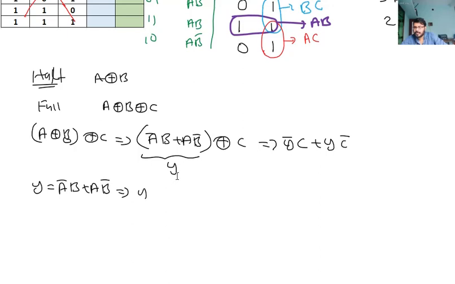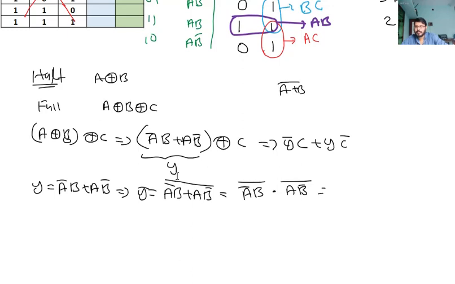So this implies Y complement is equal to A complement B plus A B complement, whole complement. So that will be equal to, we have to use De Morgan's theorem, A complement B whole complement into A B complement whole complement. Because we have the De Morgan's theorem, A plus B whole complement is equal to A complement into B complement. So I have used that De Morgan's theorem. Now this will be equal to, now again De Morgan's theorem you see, so better you can put a parenthesis or bracket here.